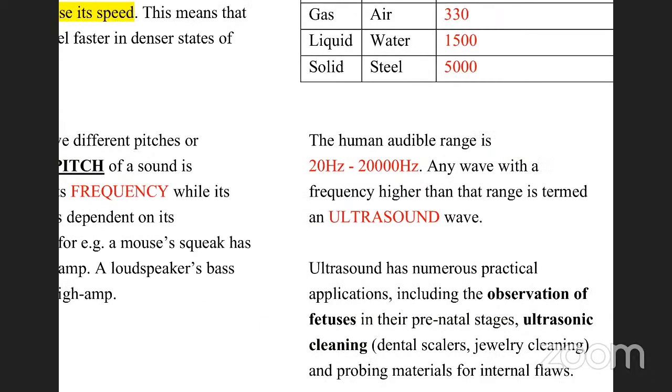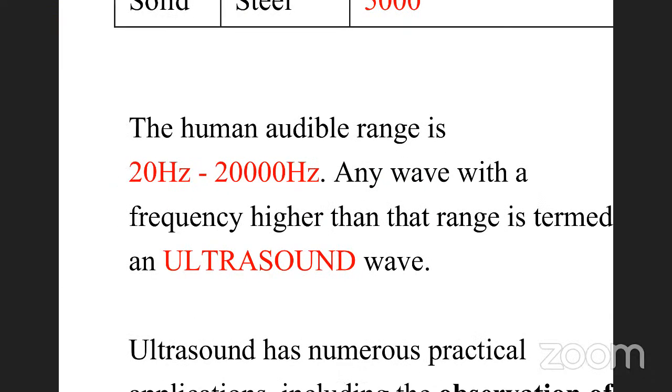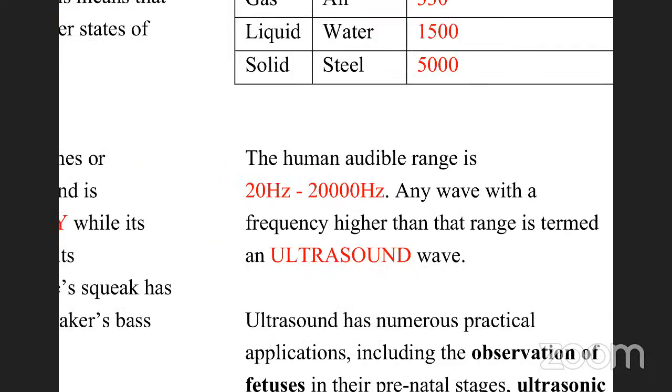We need to also know the range of audible frequencies, right? This is the range of audible frequencies. So the lowest frequency we could hear is 20 hertz, largest 20,000. Any wave with a frequency higher than that is called an ultrasound, right? Ultrasound waves, you all may have experienced it already, right?